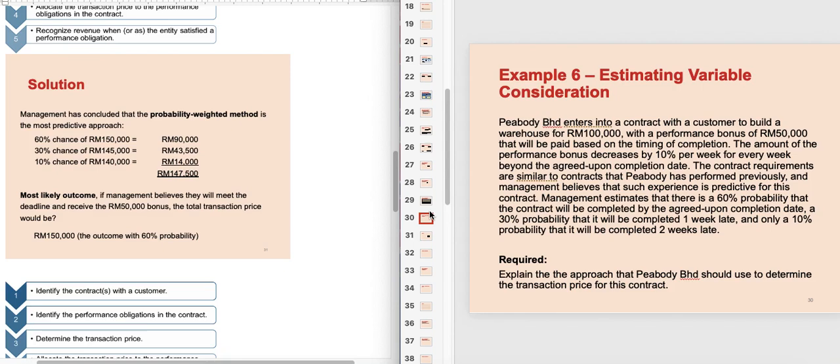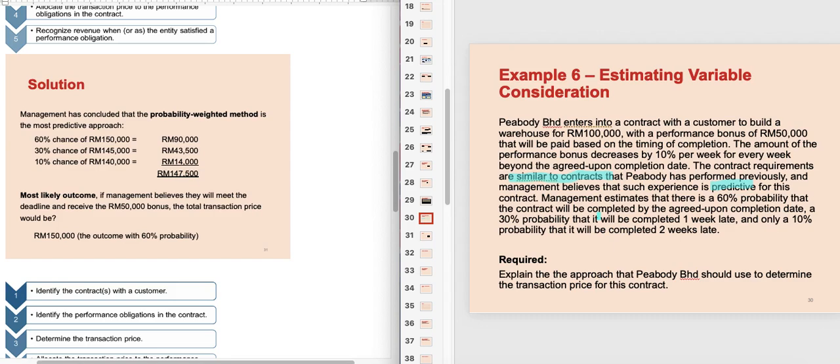Alright, so the deduction will be 10% times 50,000, that means 5,000. For every 1 week delay, you will not get 5,000 from the bonus. That means 50,000 minus 5,000. So the contract requirements are similar to contracts that Peabody has performed previously. So this is based on experience. When you identify this, it is based on experience that has been done previously, and management believes that such experience is predictive for this contract. Okay, so in order to identify the transaction price and include the element of variable, it must be predictive.